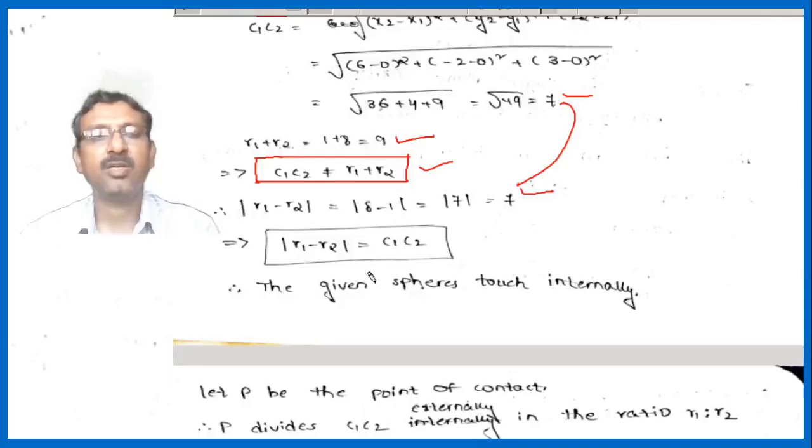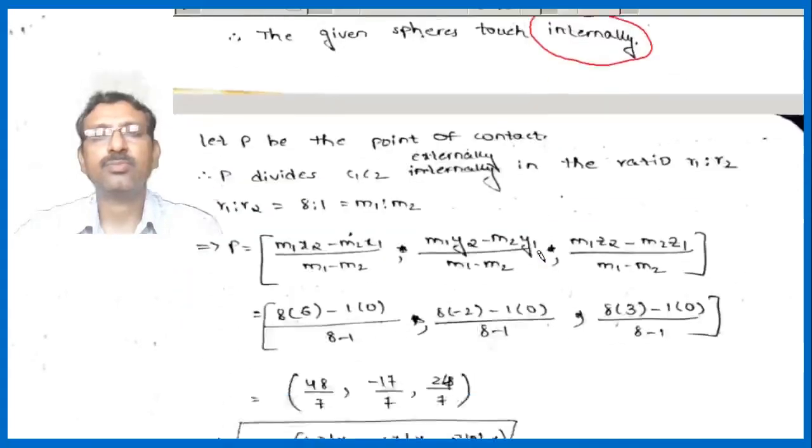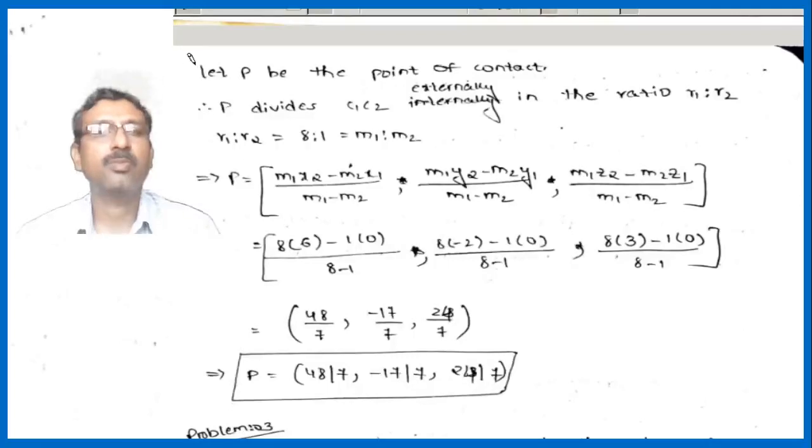Here two spheres are touching externally. So next, let P be the point of contact. P divides C1C2 externally, not internally. Externally, the ratio R1 is to R2, that is 8:1.